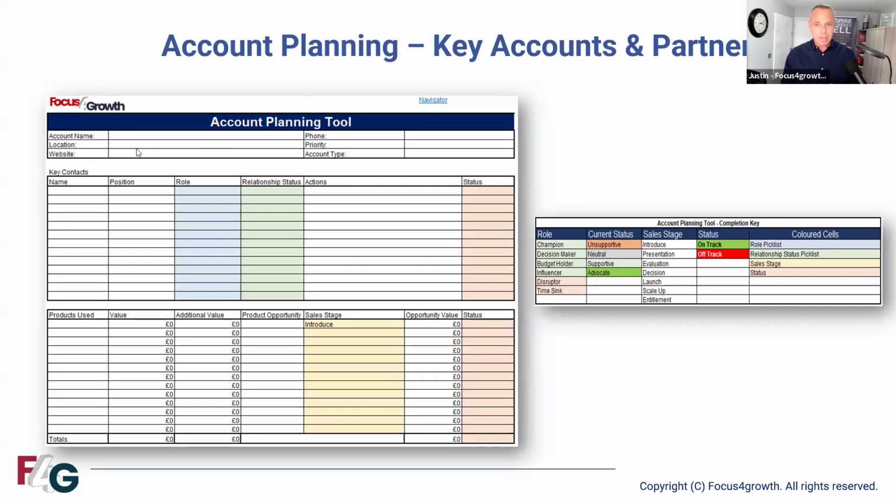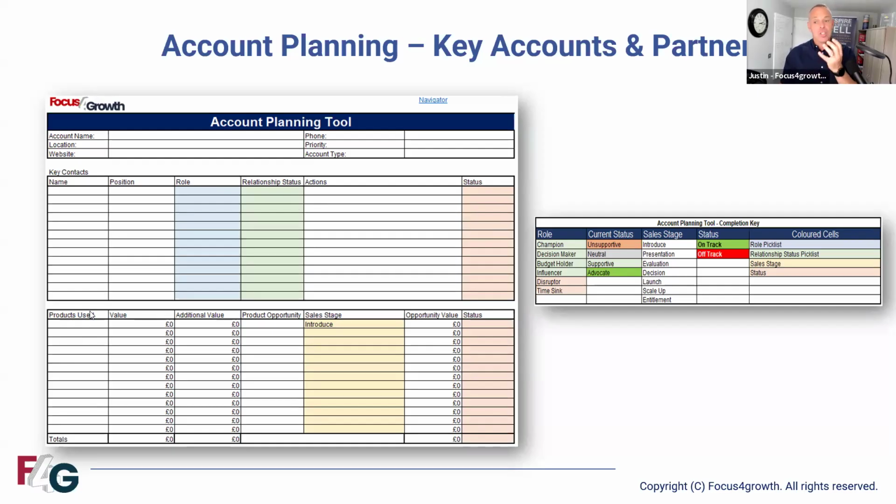You'll see it's got account name, location, website, details, phone, then the priority if you have a priority way of ranking them, and then the account type if that's important to you. Then you've got your key contacts. So what's the name, the position, the role in the sales process as before. You've got relationship status, which is the same. There's that unsupportive, neutral, supportive, advocate. Then we've got actions around that relationship, and then you've got status, and the status is on track, off track. So that's what's the status with that person within the account.